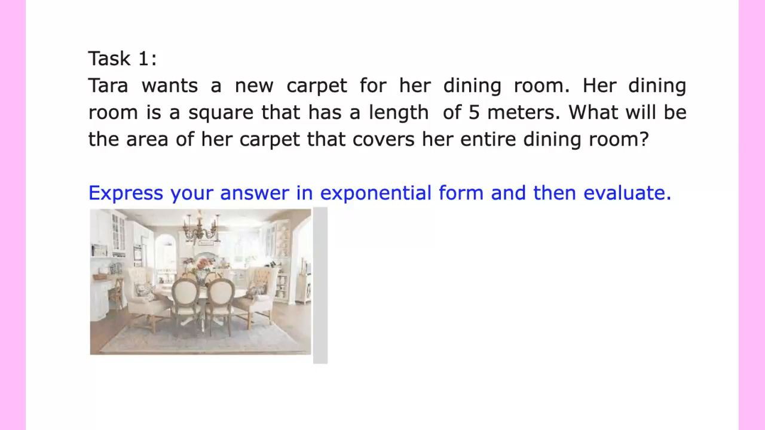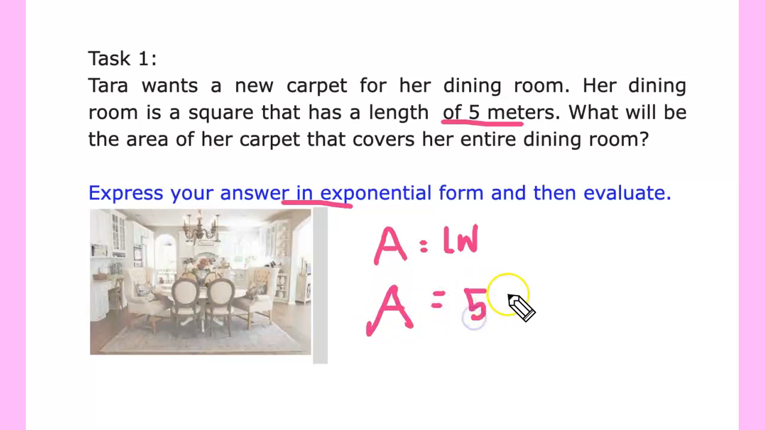All right, I hope you got your answer. So we know the area is length times width, no matter if it is a square or a rectangular shape, right? It just happened that this problem has 5 meters as the length, and since it's a square, the length and the width are the same. And I asked you to write them in exponential form. So the area will be 5 times 5, correct?